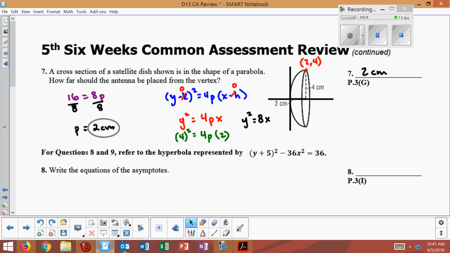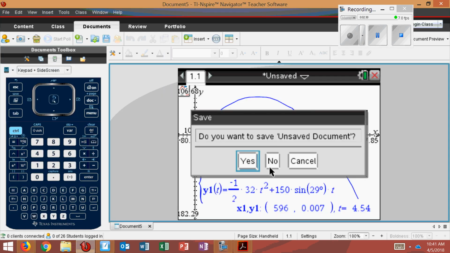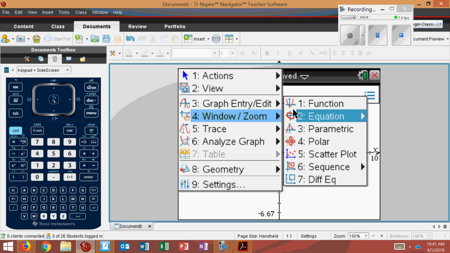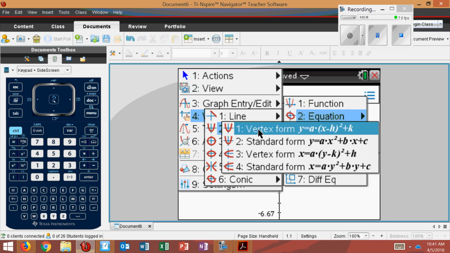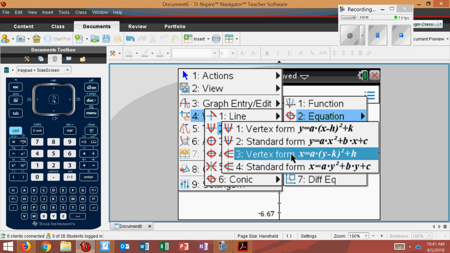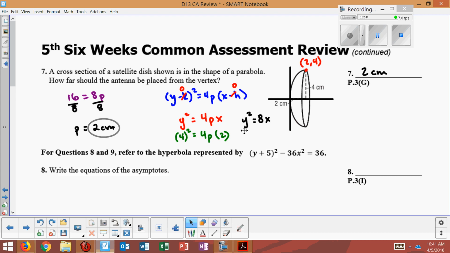I could check this in the calculator. I'm going to go to New Document. And we know it's a horizontal parabola, so I go to Menu, Graph Entry. We go to Equation, Parabola, and it's a horizontal one. And so I'm going to type it in one of these forms, and I'm just going to choose this vertex. It needs to be x equals. So I need to have my equation in x equals form.